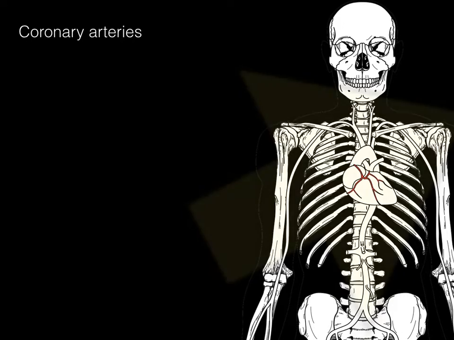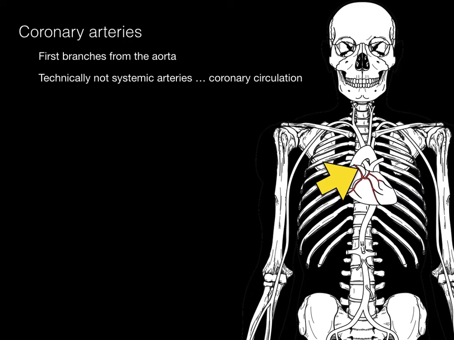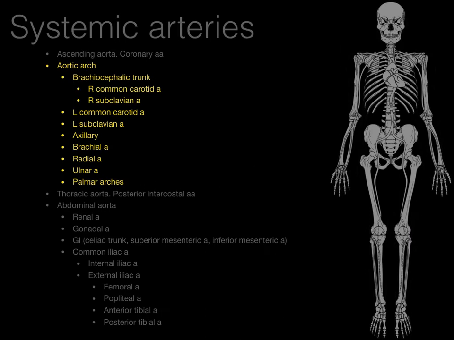Now, the first branch that comes off are these coronary arteries. It's the very first branch, and they're technically not systemic arteries. Coronary arteries really are part of the coronary circulation. So you have systemic circulation, pulmonary circulation, and coronary circulation. But I mention them here because coronary arteries deliver oxygenated blood and nutrients to tissue, in this case, myocardium of the heart.